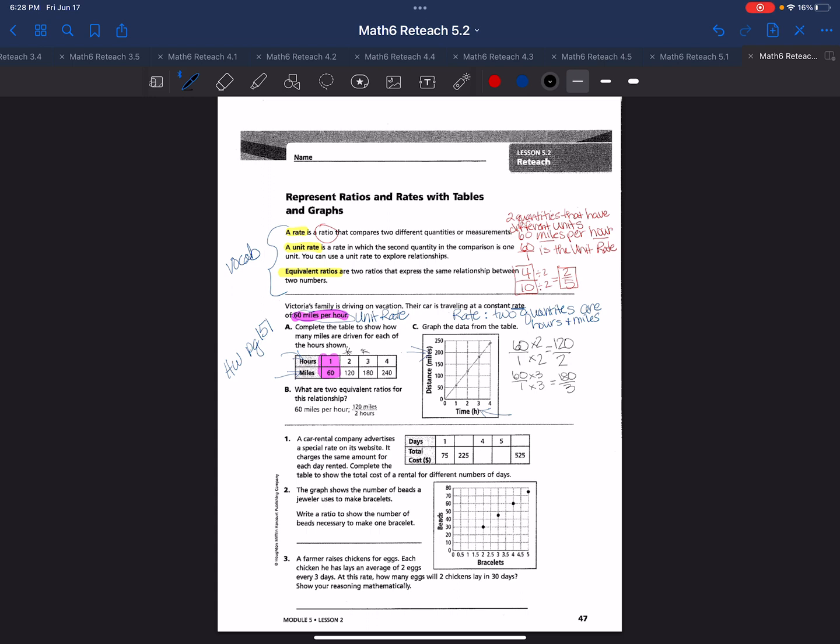If you graph the data from the table and you're looking at your hours to the time, again, we're looking here, and for 1 hour, which is my unit rate, here's 1 hour, it's 60. So if I'm graphing it, this is your X and that's your Y. So if I graph the first one, my X is 1 and my Y is 60. If I graph the second point, it would be 2 and 120.